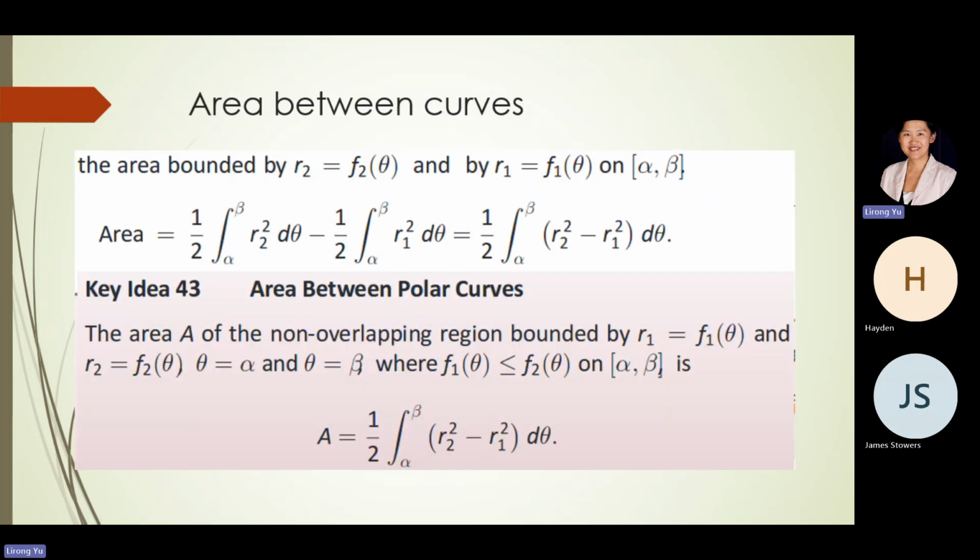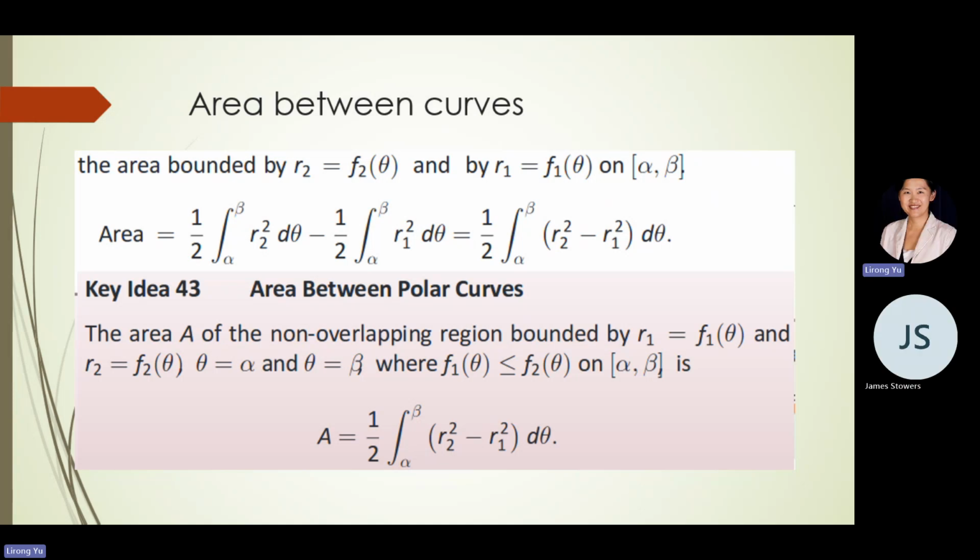Sometimes the area calculation might involve an outside boundary and an inner boundary for the polar curve. So you have r1 equal to f1 of theta, r2 equal to f2 of theta. We're assuming that one is bigger than the other. So the area is bounded by an outer radius and an inner radius, r1 and r2, and theta is bounded by alpha and beta, the initial angle and terminal angle.